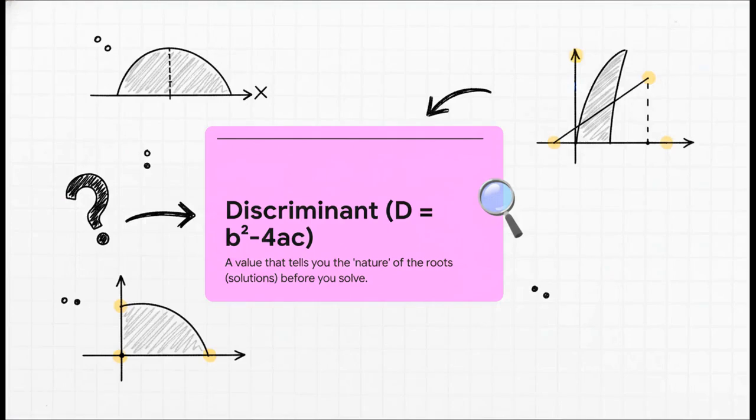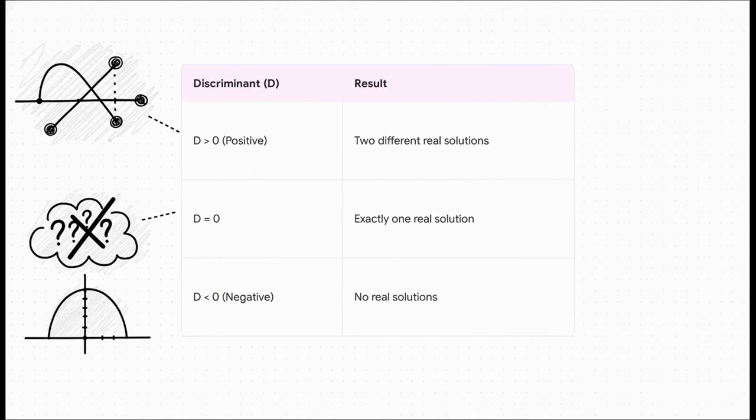Basically, the discriminant tells you the nature of the roots. Now, that's just a mathy way of saying it predicts how many real solutions you're going to get. Are you looking for 2 answers? Just one? Or maybe none at all? The discriminant knows the answer before you do. And the rules are actually super simple.